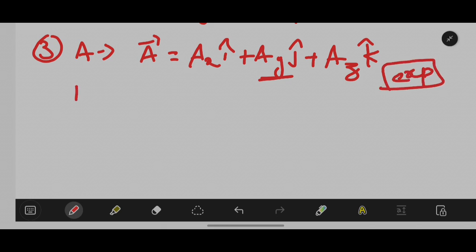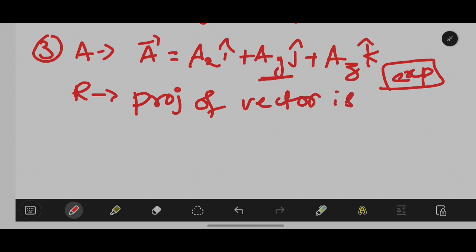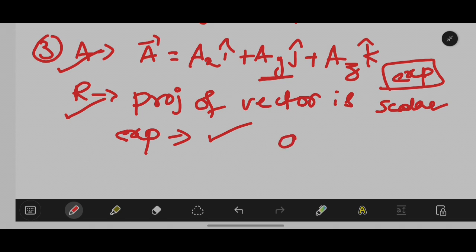Okay, next, the reason is the projection. Yes, so the correct answer is given here. Projection of a vector is a scalar. Okay, so that is why both are correct. The assertion is correct, reason is also correct, and the explanation for this is also correct. So the option is going to be A. Both A and R are correct, and R is the correct explanation of A.